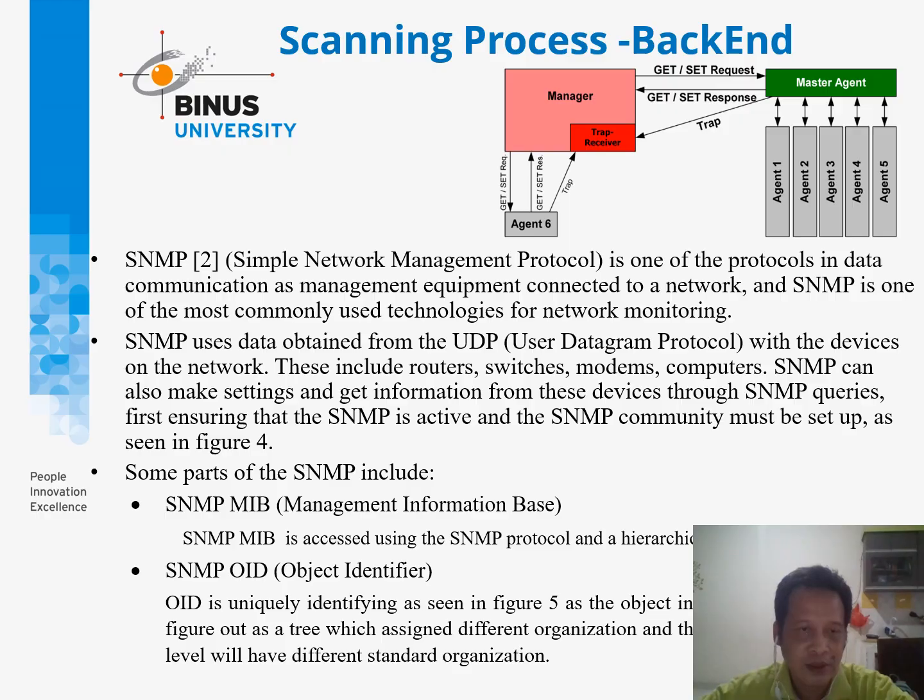Some parts of SNMP, as seen in this figure, include the SNMP MIB, Management Information Base. The SNMP MIB is accessed using the SNMP protocol for hierarchical information collection. Scalar and tabular are two types of SNMP MIB, recognized for single and multiple instances respectively in the MIB table database. And the next one, we have the SNMP OID, Object Identifier.